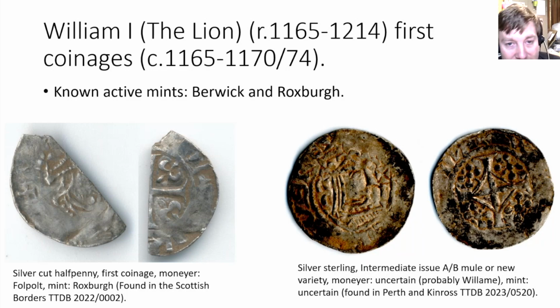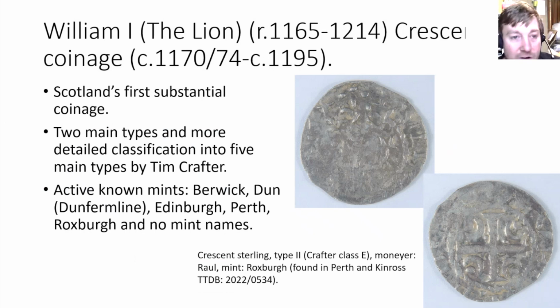But in 1170, we now move on to Scotland's very first substantial coinage. So this coinage under William was the first one that was produced of a standard design over a long period of time, whereas previously under David I, Malcolm, and early William, the coin types have been small and their designs have been very, very sporadic, with lots of different varieties. This type of coinage, the immobilized coinage, produced to one set design over a long period of time.